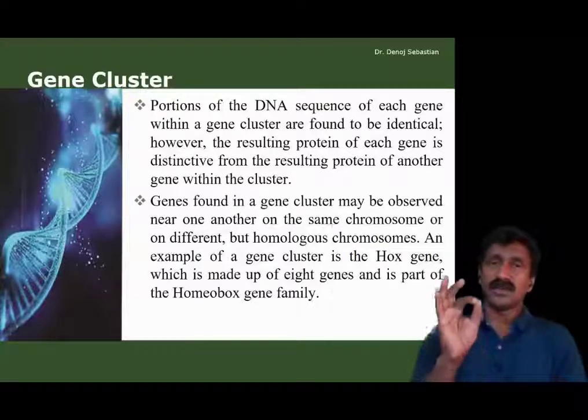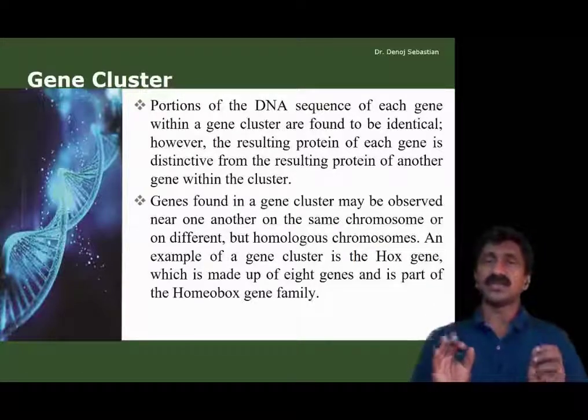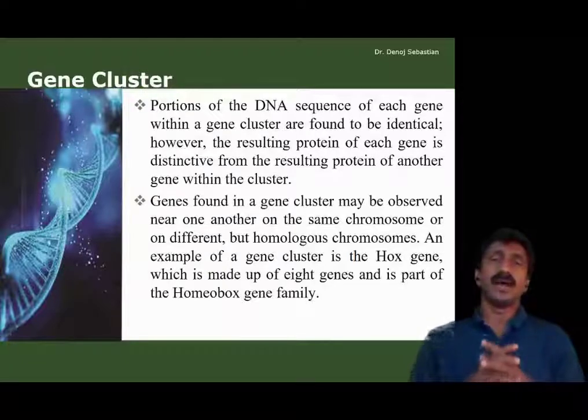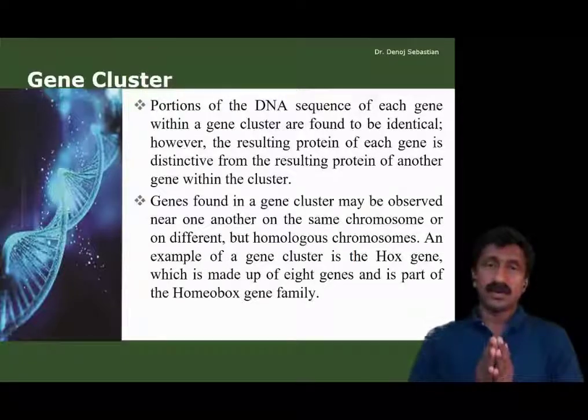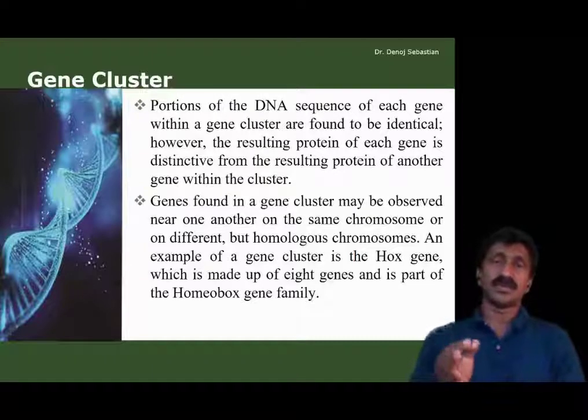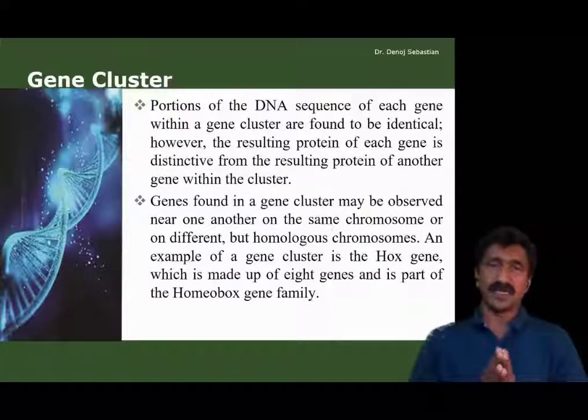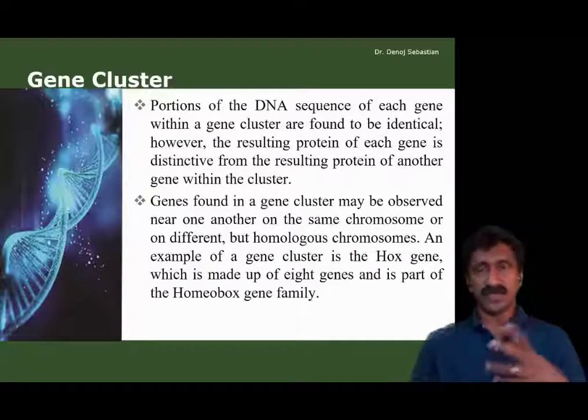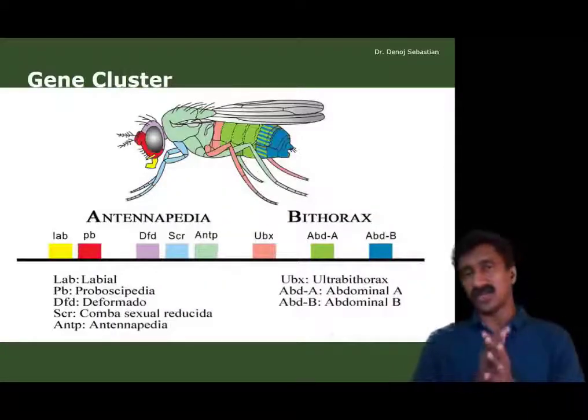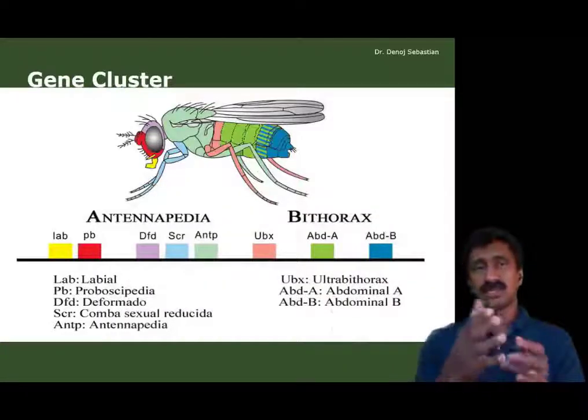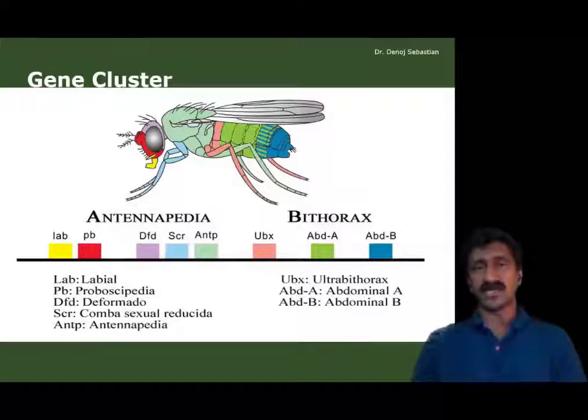The genes found in a gene cluster may be observed near to one another, on the same chromosome, or on different but homologous chromosomes. An example of a gene cluster is the Hox gene cluster, which is made up of 8 genes and is part of the Hox gene family. So one example is the Hox gene family, where we have 8 genes placed as a cluster.